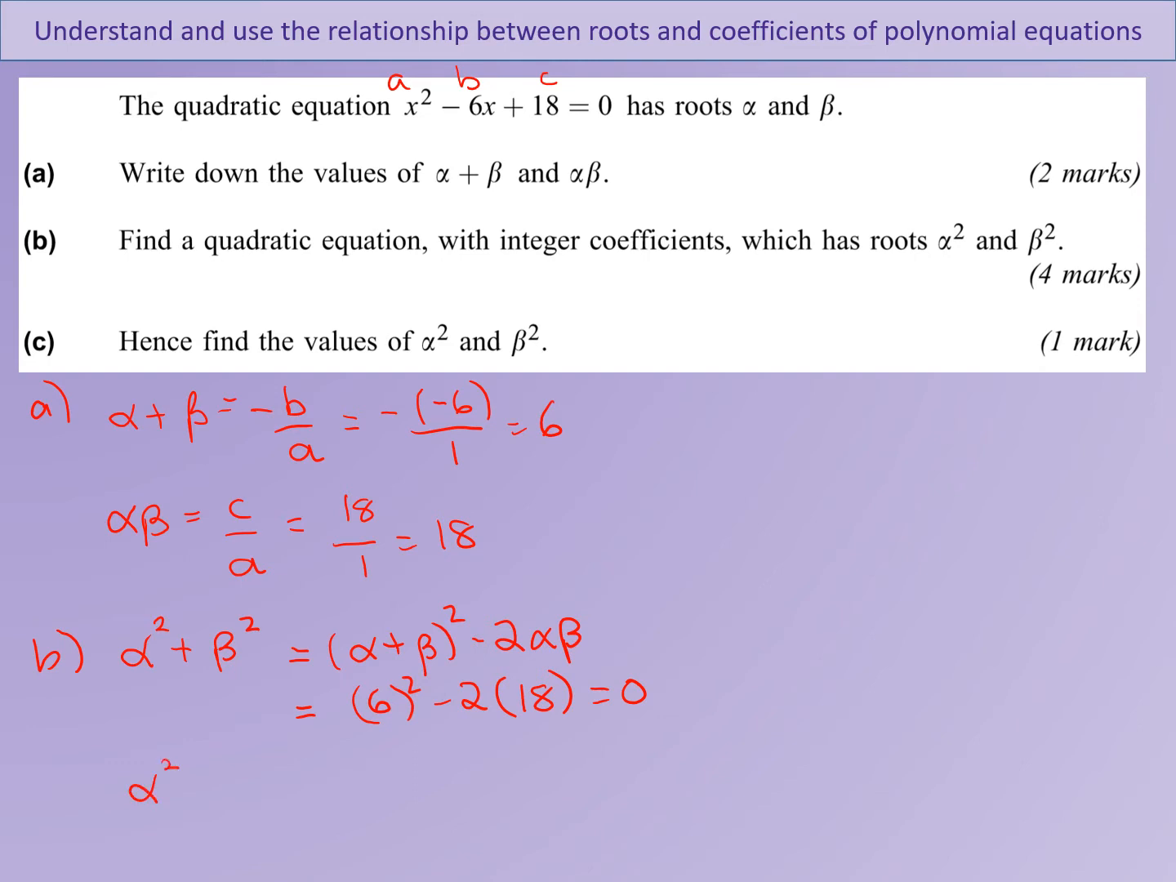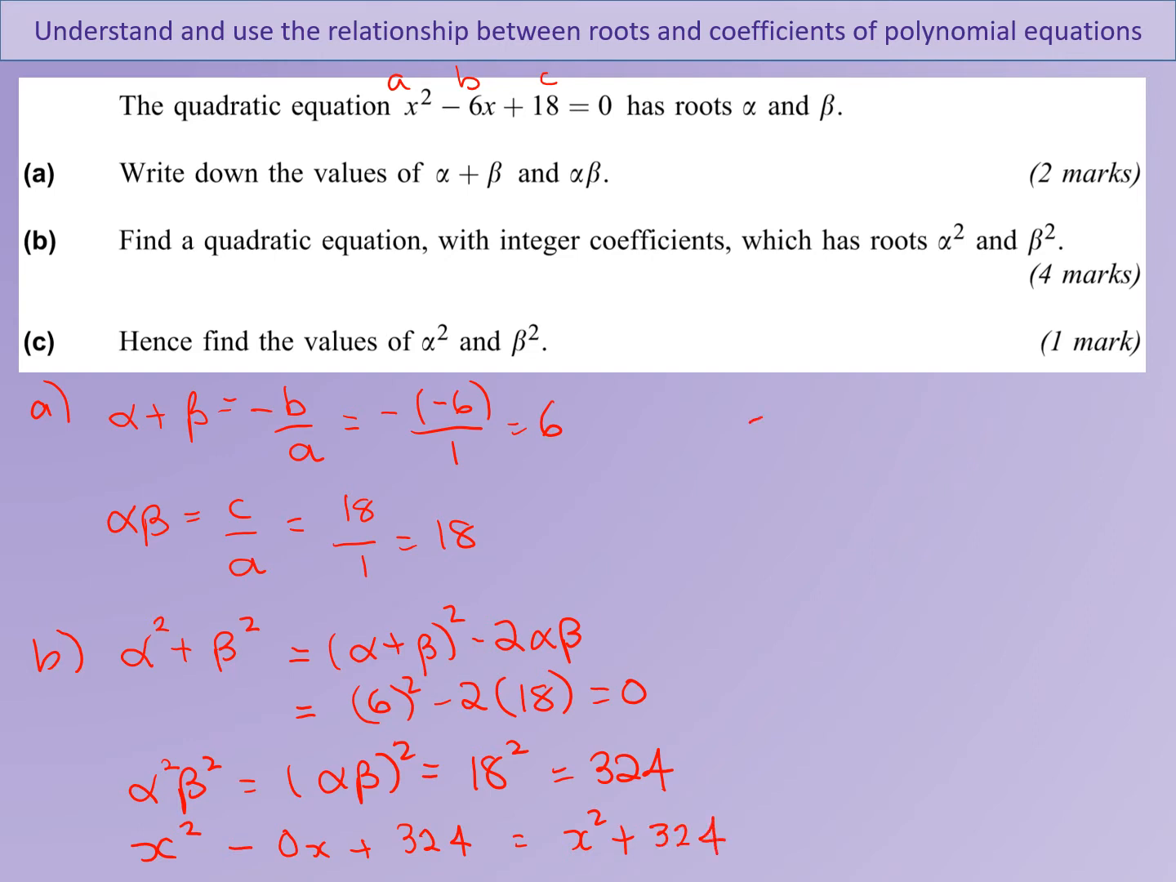And alpha squared beta squared is alpha beta all squared, which gives us 18 squared, which is 324. So if we put these into the quadratic, we have x squared minus the sum of the roots, which is 0, so we'd have 0x, plus the product of the roots, which is 324. So that gives us x squared plus 324.